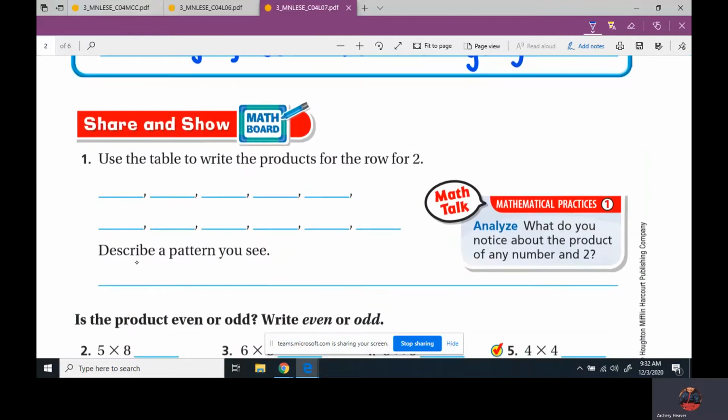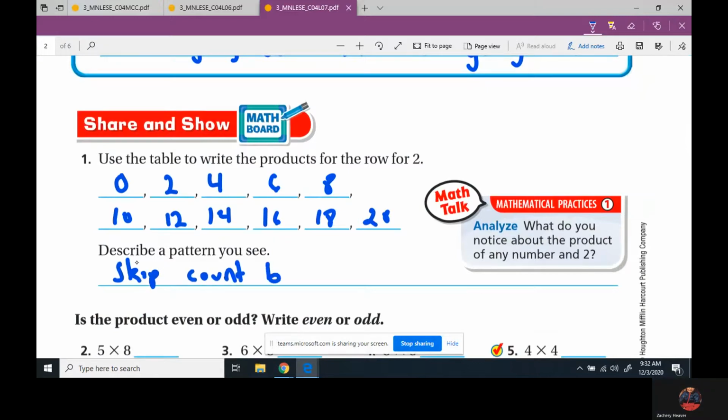Write the product: 0, 2, 4, 6, 8, 10, 12, 14, 16, 18, 20. Describe the pattern you see. We skip count by 2.